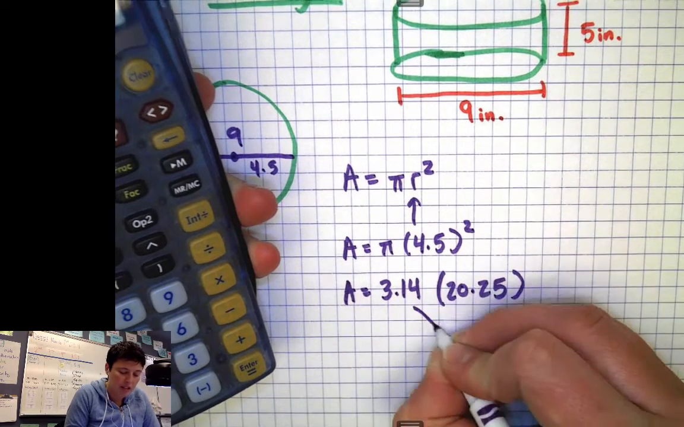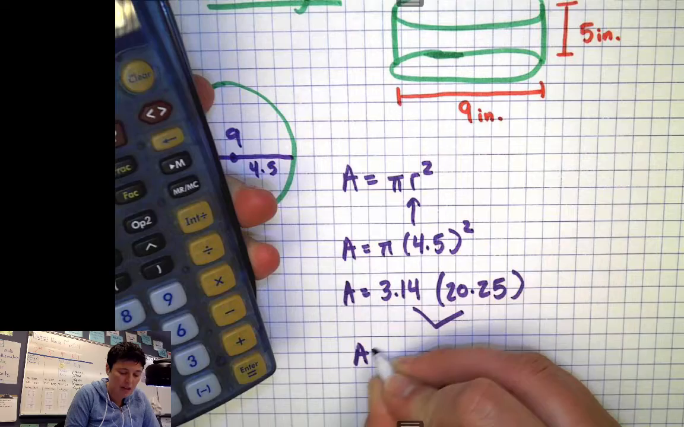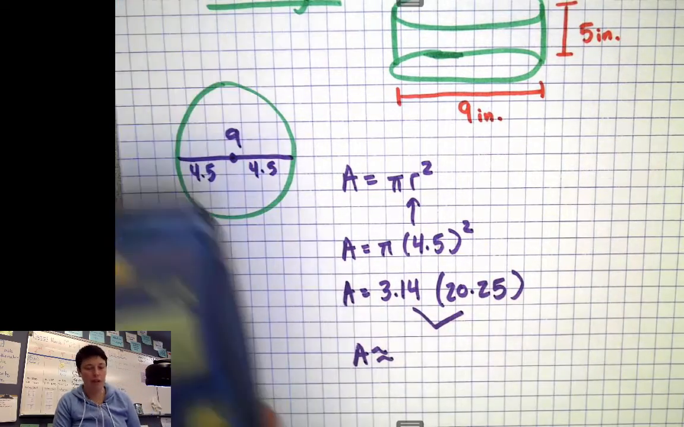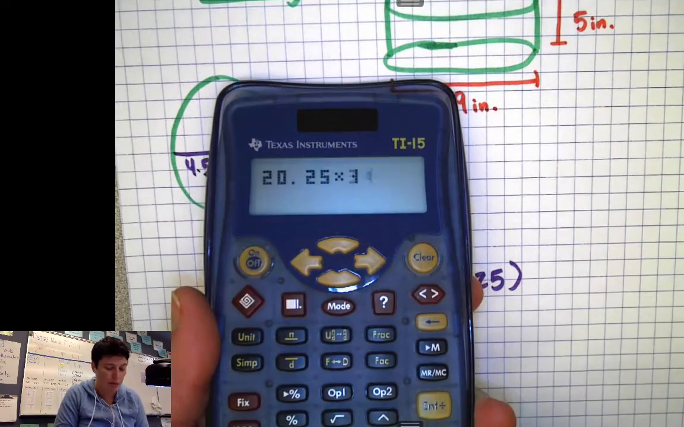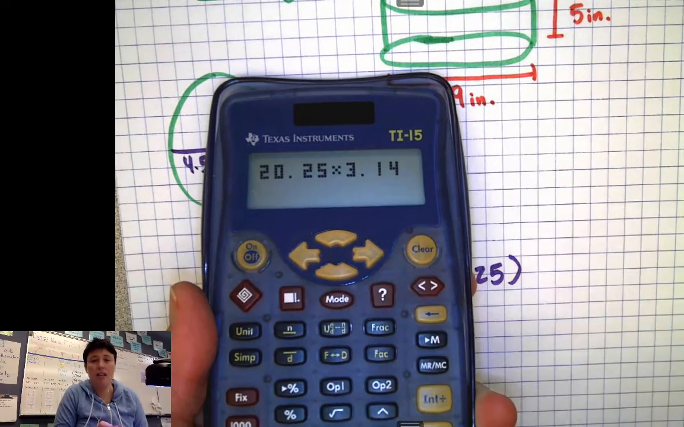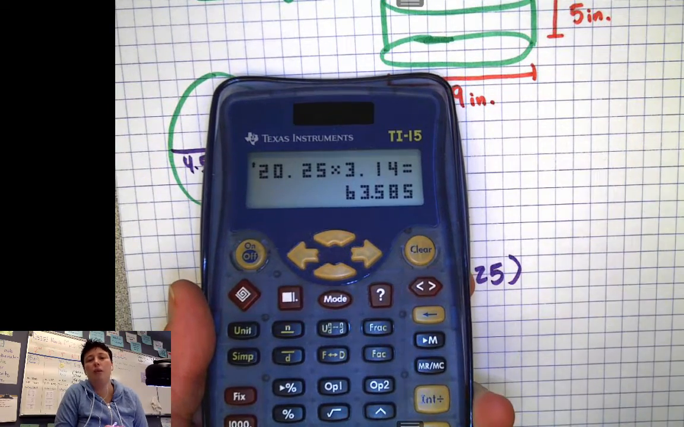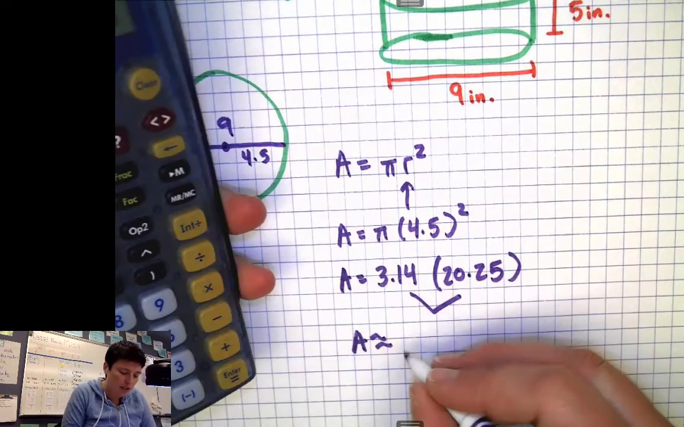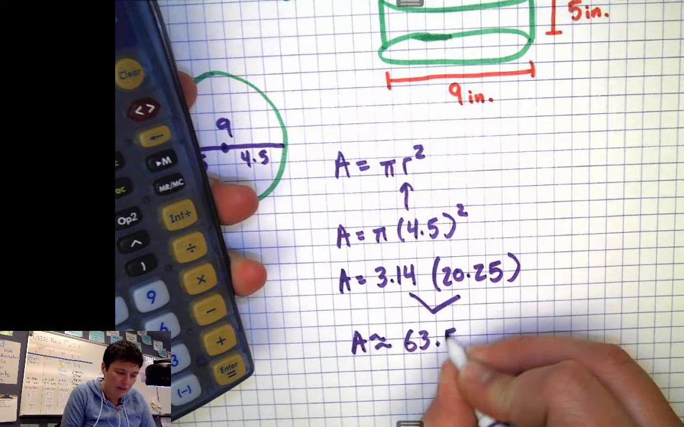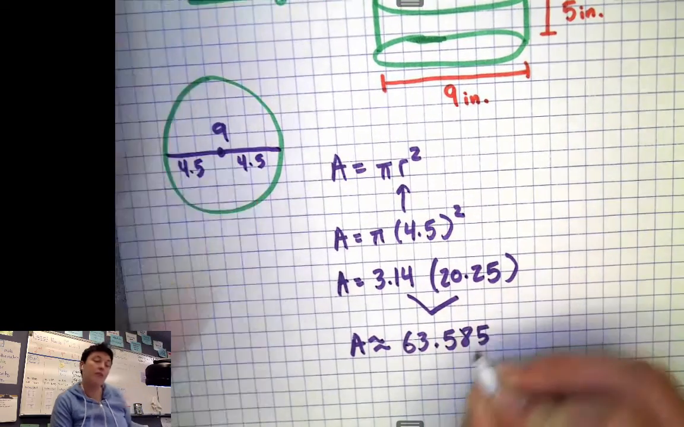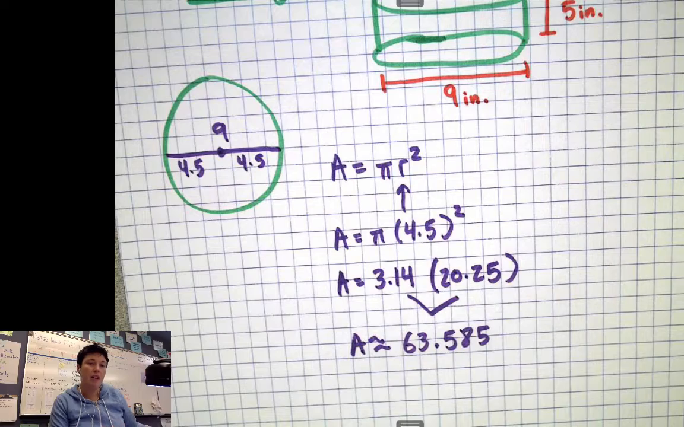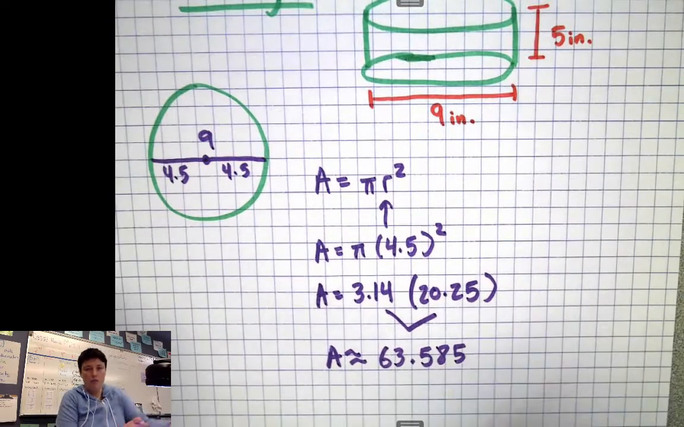I'm going to multiply these together in my calculator, and I'm going to get an "about" answer because I'm rounding pi. So I'm going to multiply this by 3.14, and I'm going to get 63.585. So this is 63.585, and that's the area of our circular top and bottom. Now I've got to do the unrolling piece.